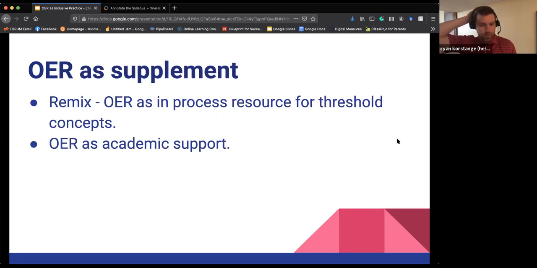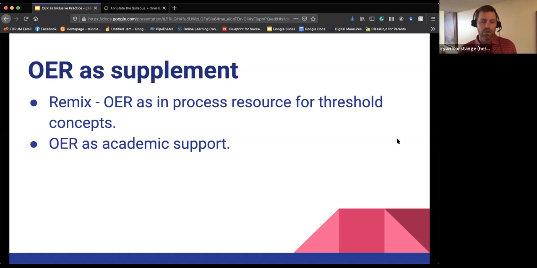Oh, sorry, there's one more point that I forgot about. The other thing that we wanted to mention is that OER, because it's high quality, free, and easily accessible information, can serve as a really vital supplement for students. So on the one hand, we can remix class content in process.